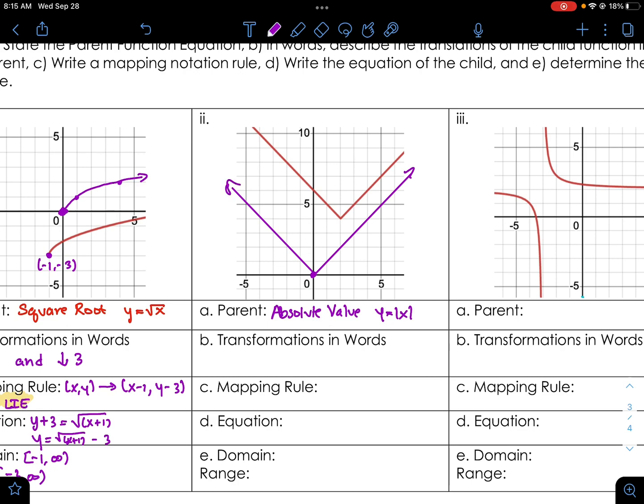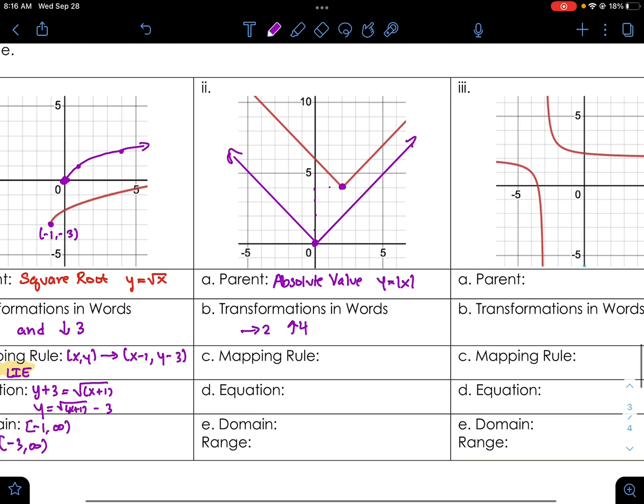And so we can see, if we look at our vertex for that graph, where it has moved to, we went up 1, 2, 3, 4, over 2. So we went right 2, up 4. So our mapping rule, again, which does not lie, would be x, y maps to x plus 2, y plus 4, which would lead us to having an equation of either y minus 4 equals the absolute value of x minus 2, or y equals the absolute value of x minus 2 plus 4.